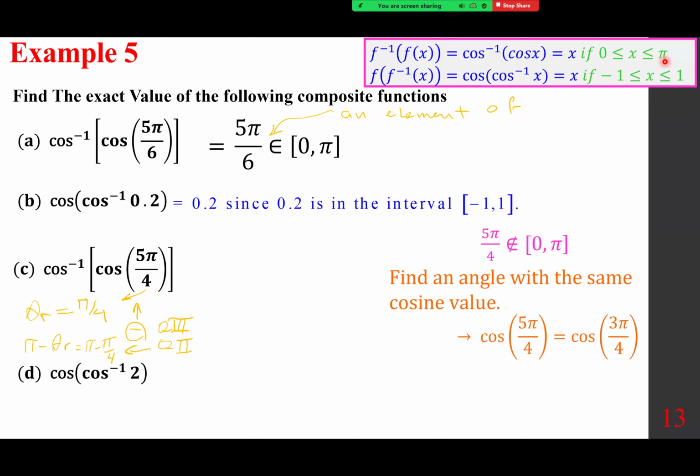Cosine of 5 pi over 4 is the same as cosine of 3 pi over 4, and therefore the answer is cosine of 3 pi over 4 instead of that. The answer is 3 pi over 4. Very straightforward, everybody.